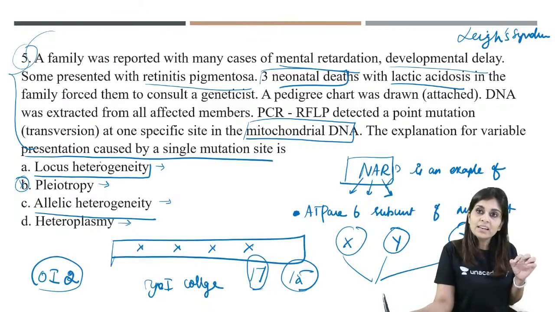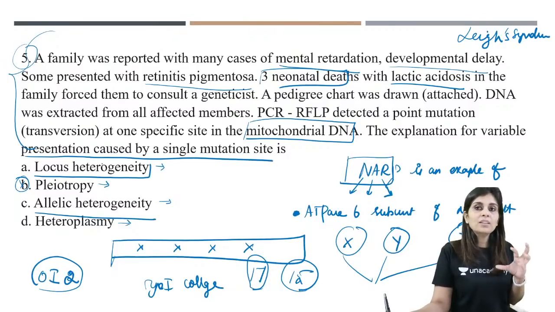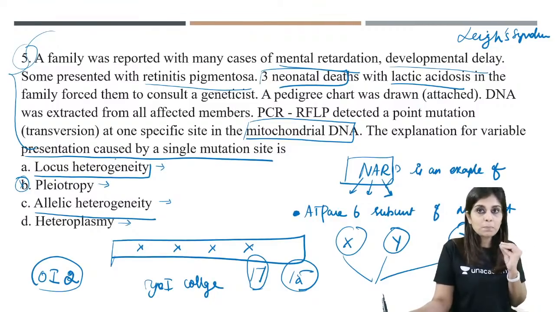Is it clear so far? I want you to be very clear about all these genetics terms because when you read them, you think you have understood. But when you try answering an MCQ, you will find it difficult. So you have to be very clear, and that clarity you will get only when you understand examples.